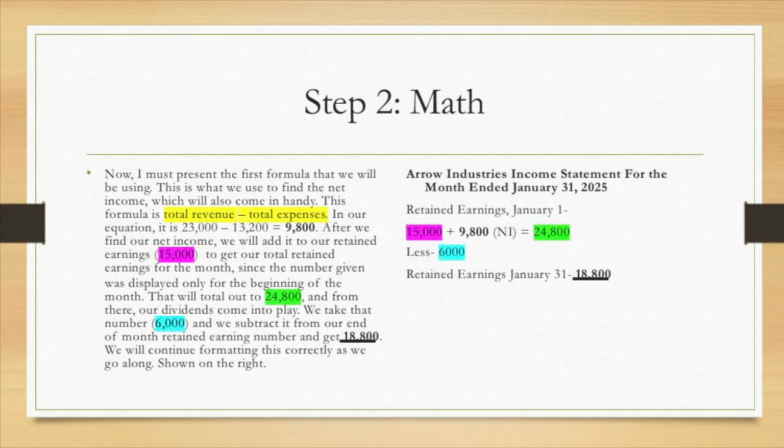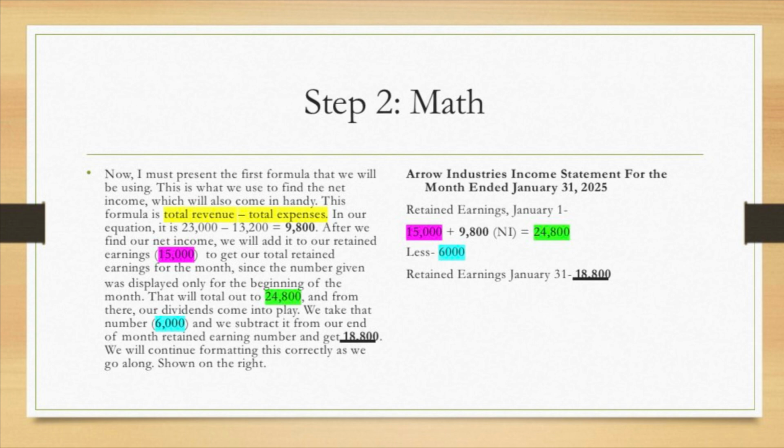Next, we will find our net income and our retained earnings for the month. To find the net income, this is where I will present our first formula, which is total revenue minus total expenses. In this case, that equation will be 23,000 minus 13,200, and that equals 9,800.